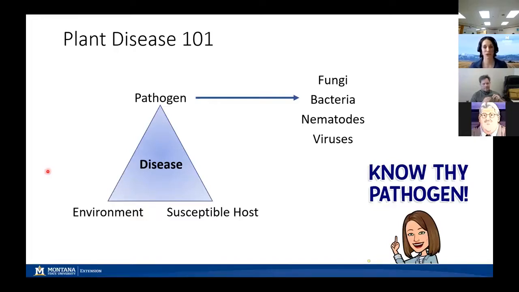And so this is important to keep in mind because understanding the factors that go into each corner of the disease triangle can be very helpful for us in finding out what disease we might be dealing with or how we can manage those diseases. And so when we were talking about pathogens, there's a whole host of pathogens that could possibly affect our crops. Namely, there are fungi, bacteria, nematodes, and viruses, to name the most important ones.